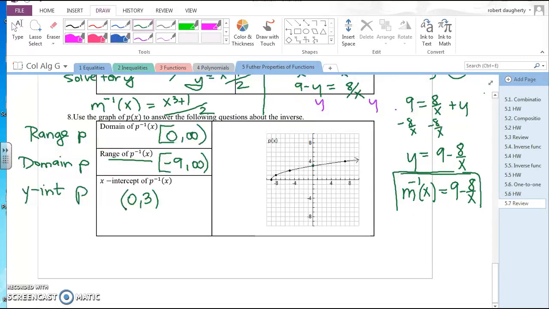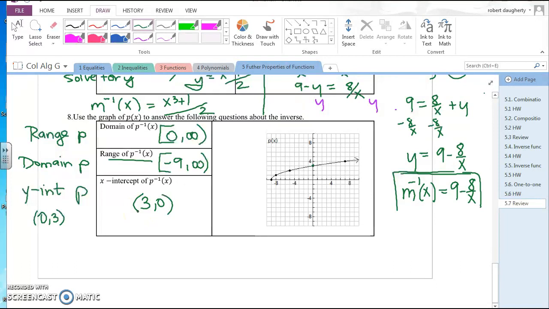Excuse me, wait, back up. Those change roles. Let me back up. If I look at it, the y-intercept is 0, 3. But when I graph that on my inverse, the roles switch, so it's 3, 0.